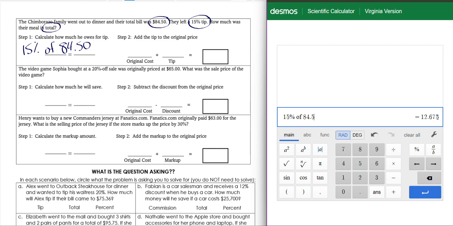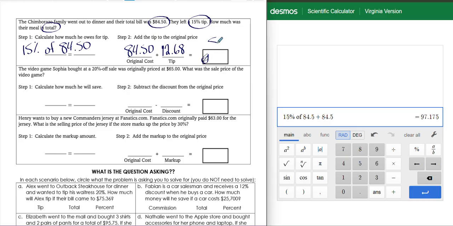$12.67, but then the next number is a 5, so this is going to round up to an 8. So $12.68 is our tip. $84.50 was the price of the meal. We have to pay for both of those. This is an easy way to do it in just one step. All of that is in one line in the calculator. Add those together and find out that the meal costs $97.18.